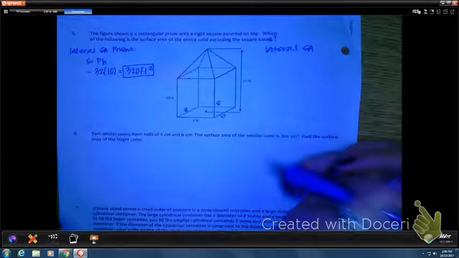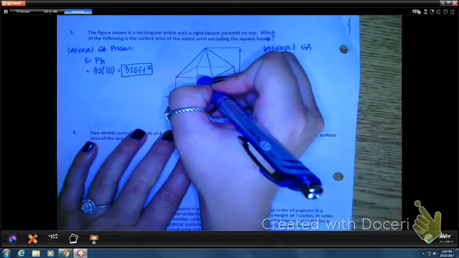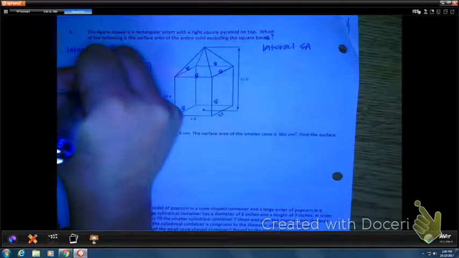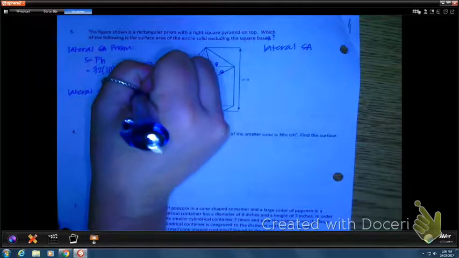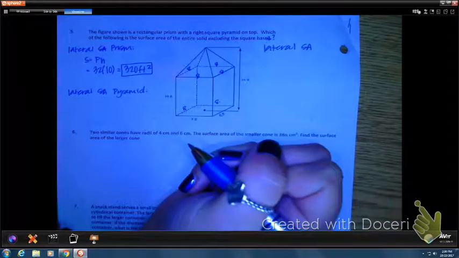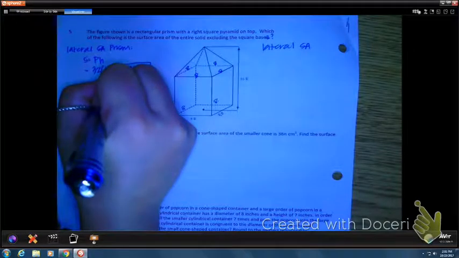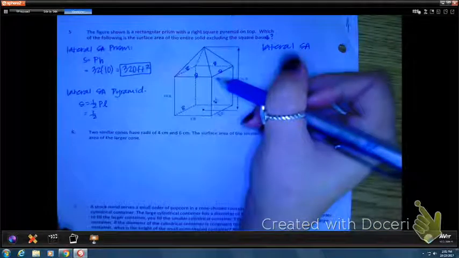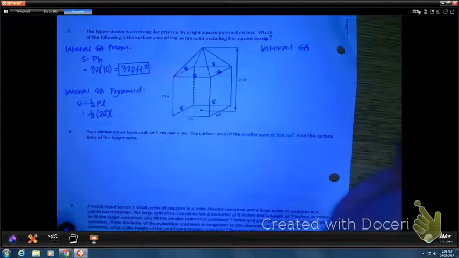Okay, so now we have our pyramid. We know that this is 8, 8, 8, 8. To find the lateral surface area of a pyramid, it is 1/2 perimeter of base times slant height. So you're going to have 1/2. Perimeter of your base is still 32. Now we need to find slant height.